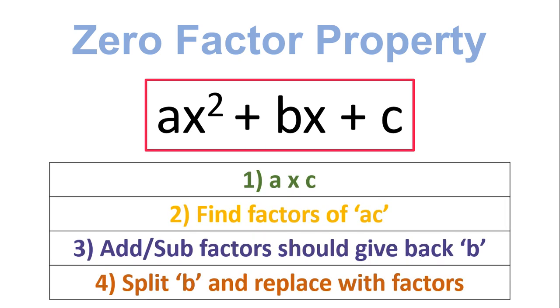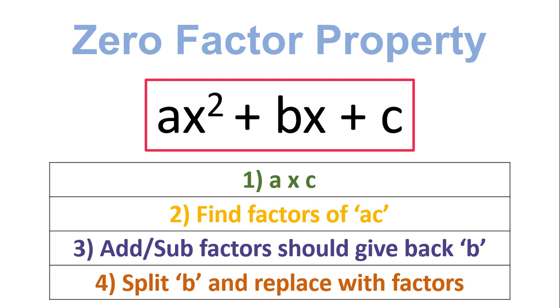Now, in order to solve using the zero factor property, there are four steps. As you can see on the screen, the very first step is a multiplied by c, and then the second one, find the factors of ac, which means whatever answer you got after multiplying the a with the c, you have to find the factors. By factors, we mean in which table would you find the number that you've got after multiplying a with c. Then the third step, you have to figure out that the factors that you found, you have to either add or subtract in a way that it should give back the value b.